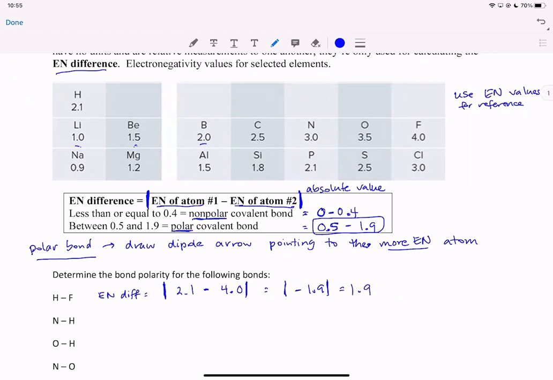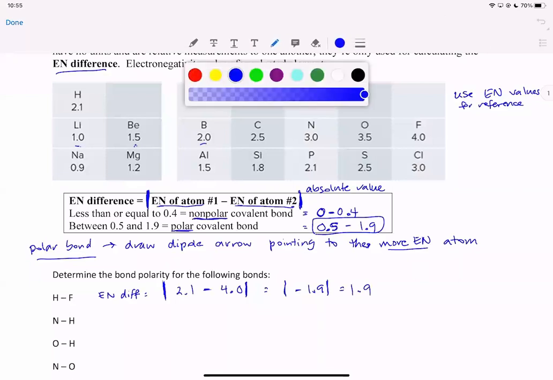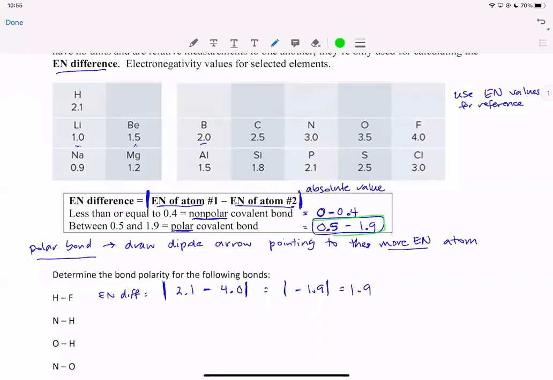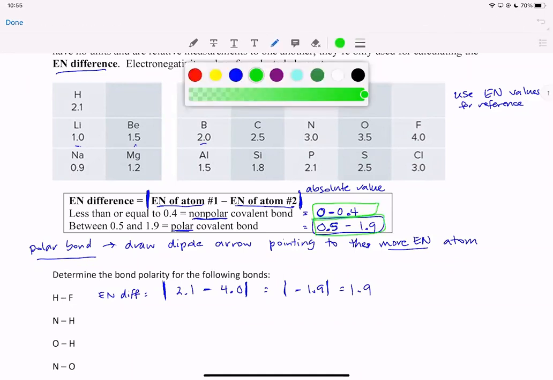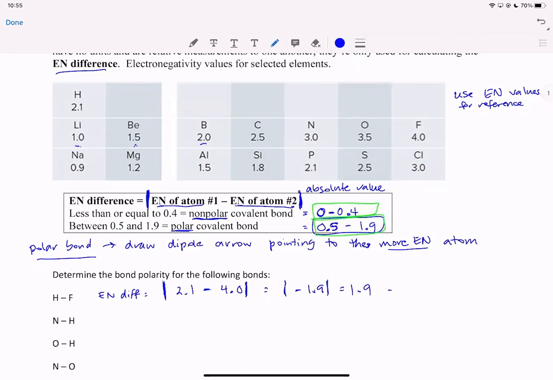Now, what do you do with that number? You figure out where it falls. It's either in this range, let me highlight this in green, or this range. And so 1.9 is in the range of a polar bond. It's 0.5 to 1.9. So the polar bond needs to point to the more electronegative atom, adding a dipole arrow.